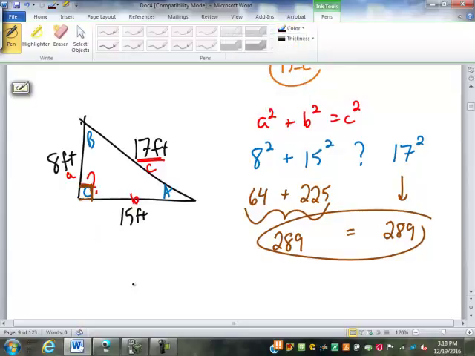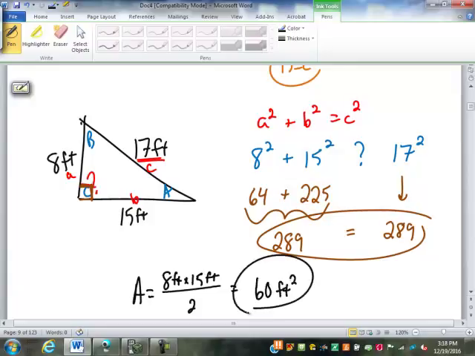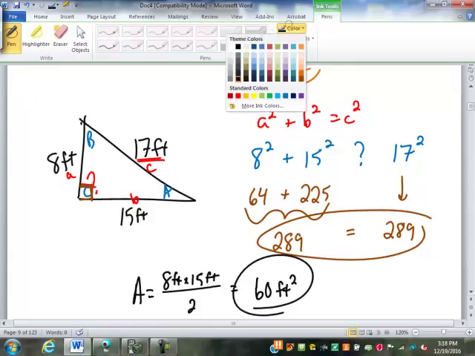So to find its area, it's going to be 8 feet times 15 feet, or 15 times 8, either way, divided by 2. So that is 60 feet squared, or 60 square feet. Any questions?